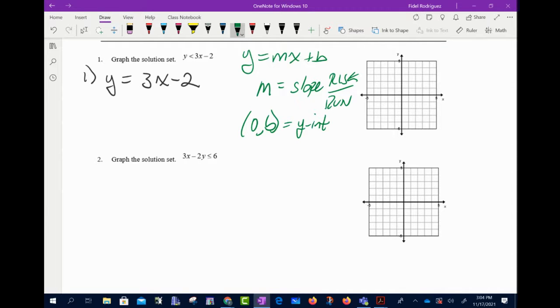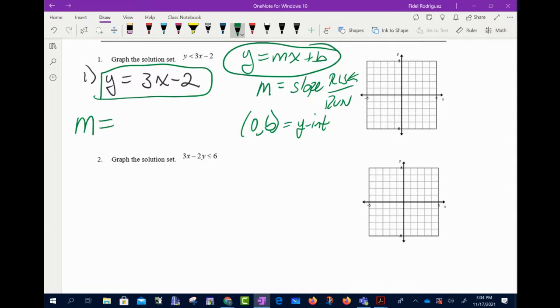Okay. So let me ask you a question. If we do a little stare compare, look at this equation here. What is my m in this case? 3. Everybody agree 3? Now, since we're thinking about a rise over run, why don't we think about it as 3 over 1? Okay. What is our number b? -2. That means that the point (0, -2) is going to be my y-intercept.